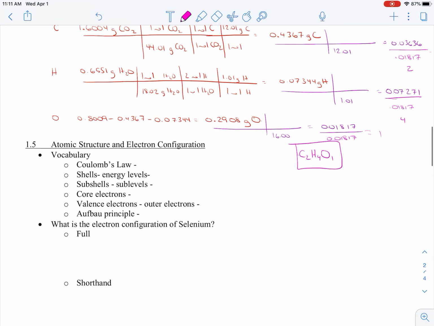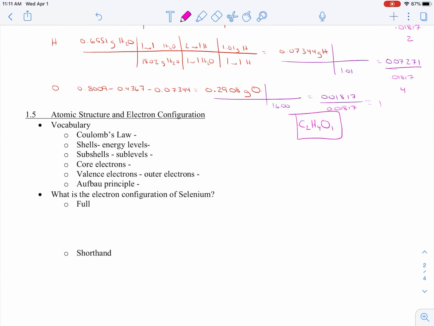All right. Now, 1.5 is atomic structure and electron configuration, and we bring back our favorite guy, Coulomb. What does Coulomb's law say? We're talking about the attraction for the protons and the electrons, right? So Coulomb's law says that the greater the charge, the more attractiveness there is, and the less the distance, the greater the attraction is. Hopefully you remember that.